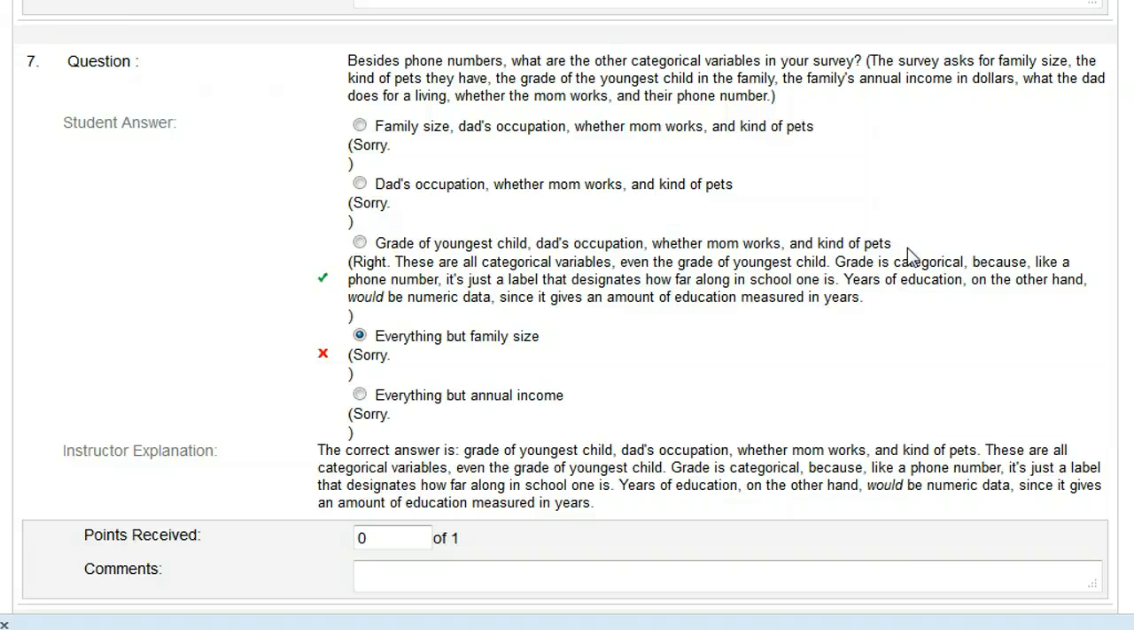Another way to think about it is, say, okay, well, grade of youngest child, that has numbers that go with it, but mathematically, do they mean anything? If I averaged grades 1 through 12, would that make sense? So no, we don't really say, well, your average grade is 5 3/4. It's kind of like, well, what does that mean? So that might be helpful too.